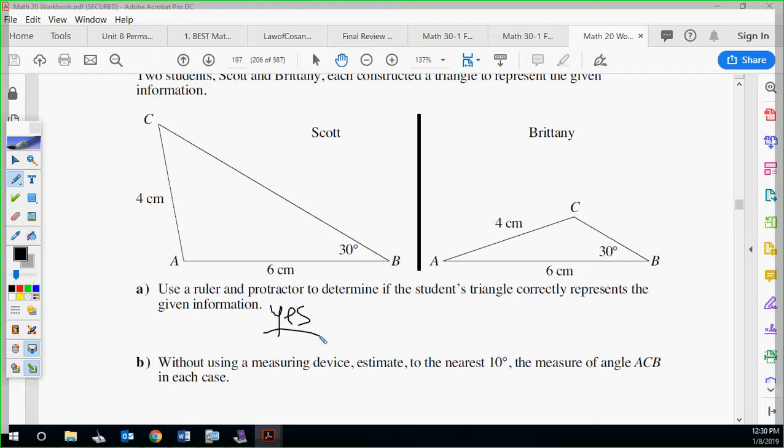Okay, that's fine. They said 50, but close enough. You said 35, 40, but it's less than 90. That's good. So 50 for Scott. And then how about ACB on the second one, for Brittany's? Yeah, 110, 120. They went with 130, but I think those are all good guesses. I'll stay with what the book notes have, but I probably would have said 120 myself. Definitely obtuse though, right? That's the point.